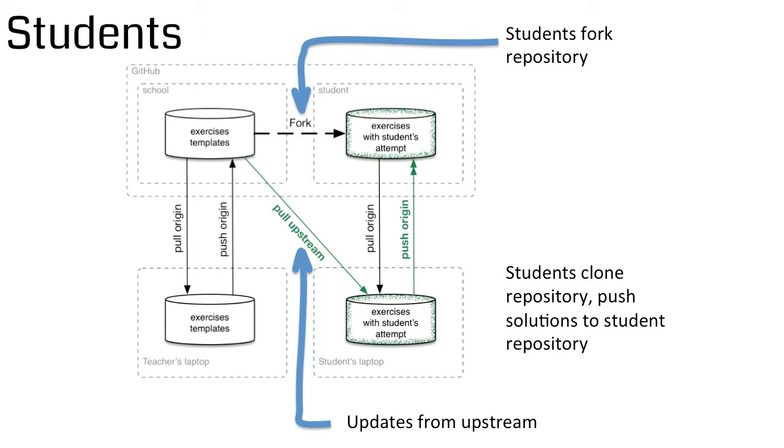Now when it comes to the students, the very first step that they would perform is a fork. They would create a fork of the repository that has all of the exercises plus templates, and they would have their own space that they could work on. Once they have done that, they can clone that repository down to their local machine, which is this bottom layer, and they can work on this until they need to push all of their solution back. If there are any updates in the time that they're working, that is not a problem.